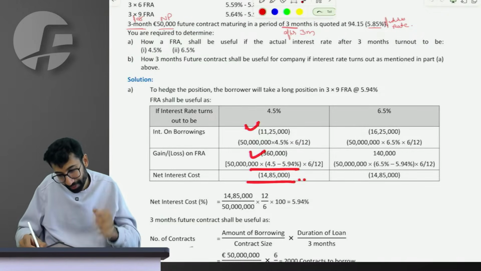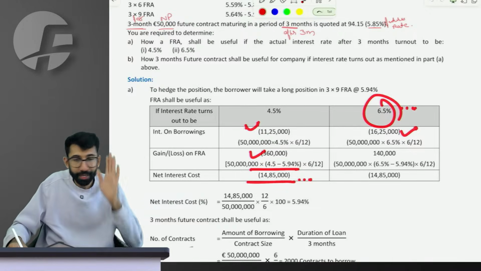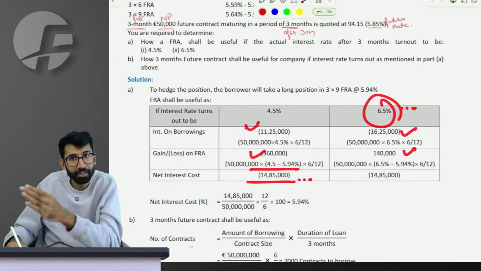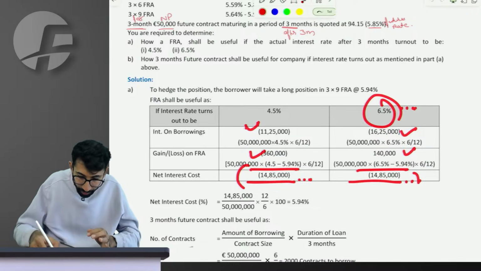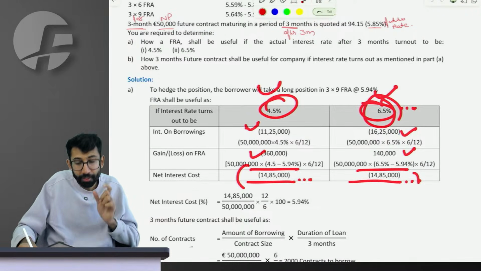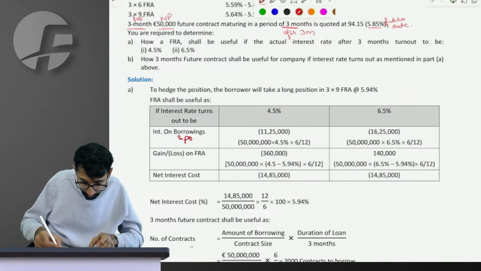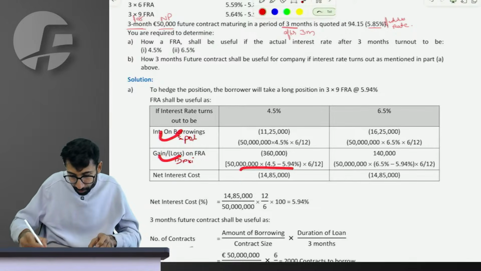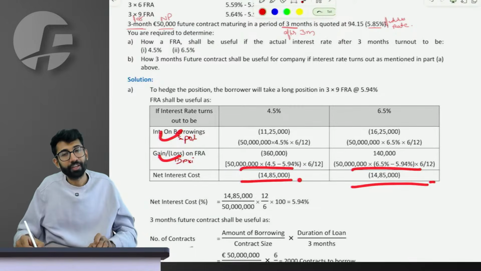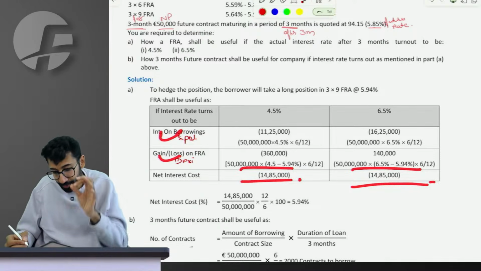Overall I paid 1485. Even if the rate in the market turns out to be 6.5, you paid 6.5 in the spot, but you have a gain in the derivative, net you pay 1485. Irrespective of the rate in the market, irrespective of uncertainty in the spot market, with spot plus derivative, you remain hedged. Overall, you pay 1485. Sir, can we convert this net interest paid into percentage terms?